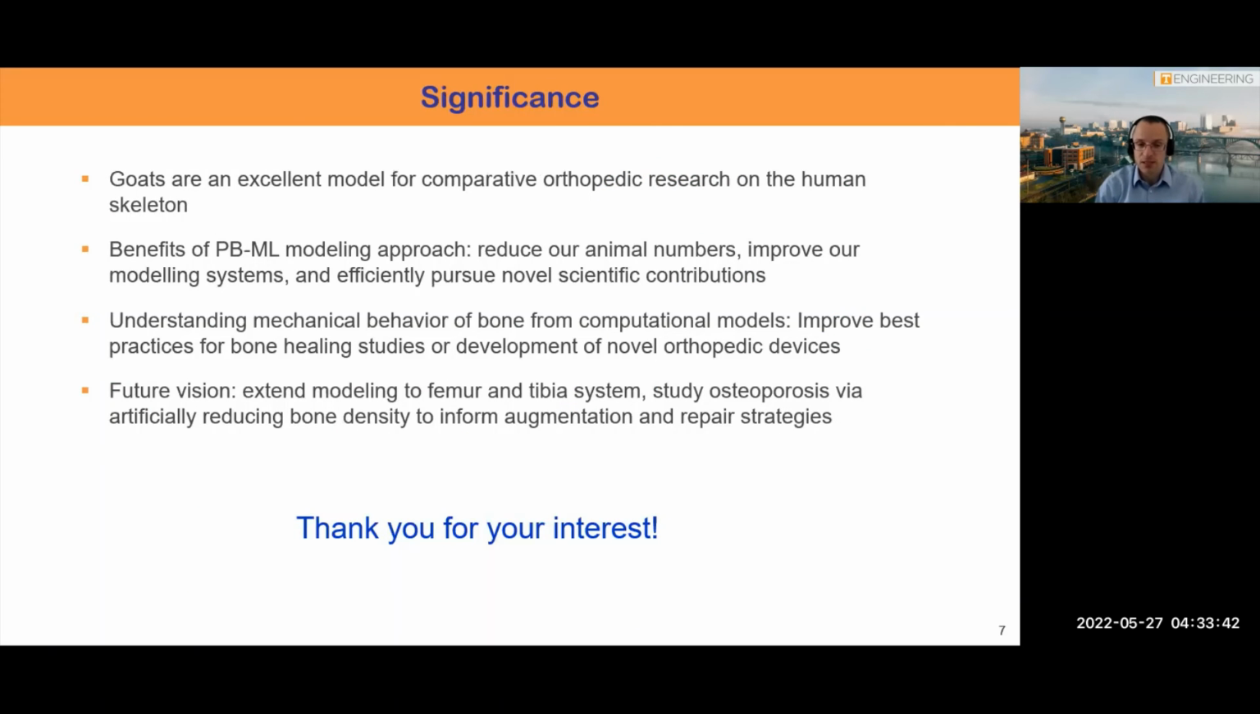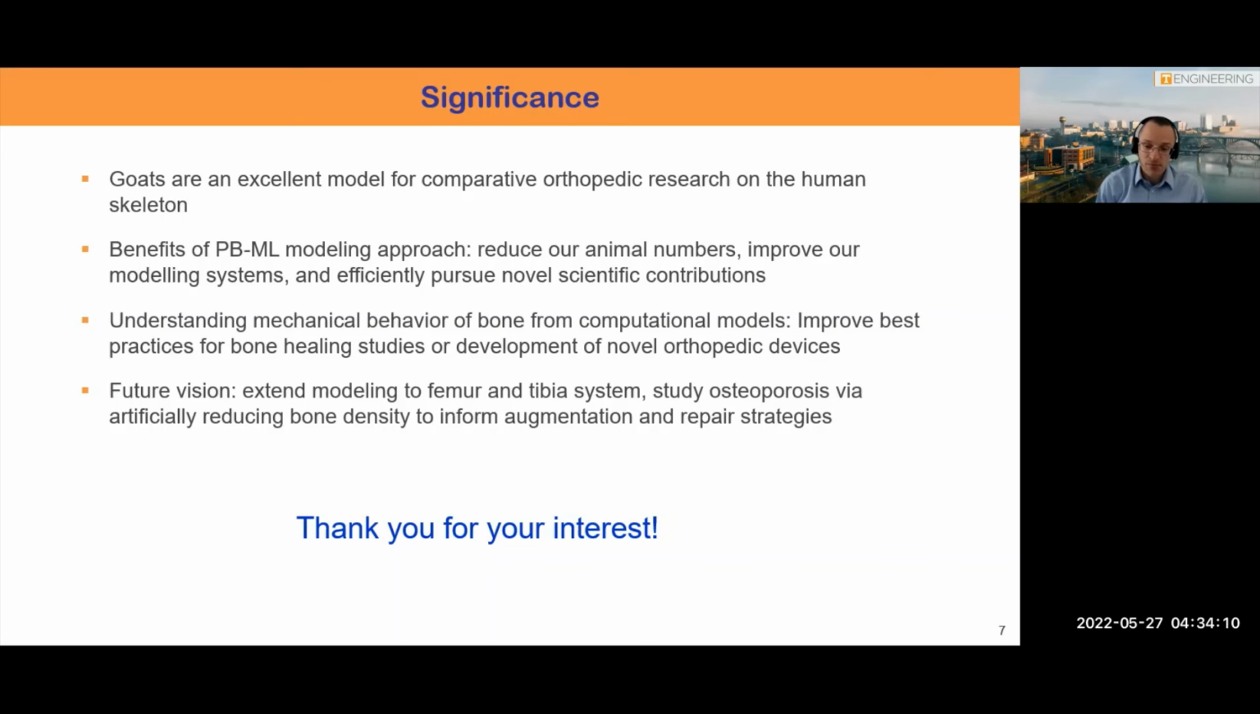The significance of this work is that the goat tibia and femur system is rather related to the human skeleton, so it serves as a good animal model. The benefits of having these combined computational approaches can help to reduce the number of animal specimens needed, making the process more efficient and helping with the pursuit of novel science.